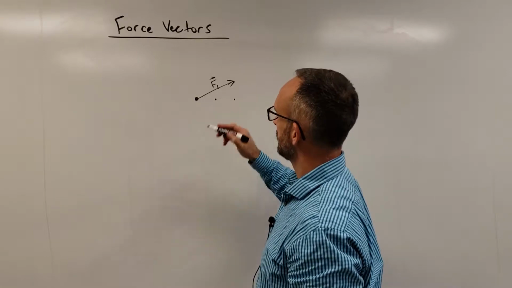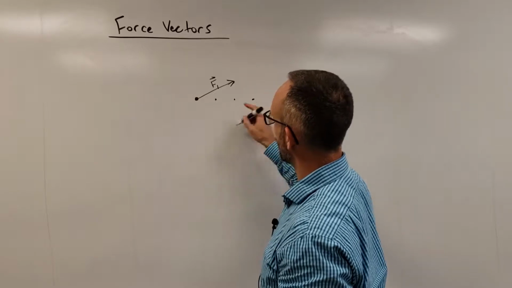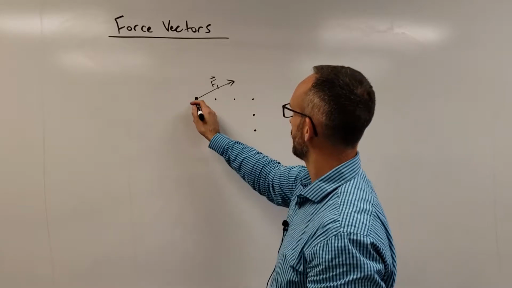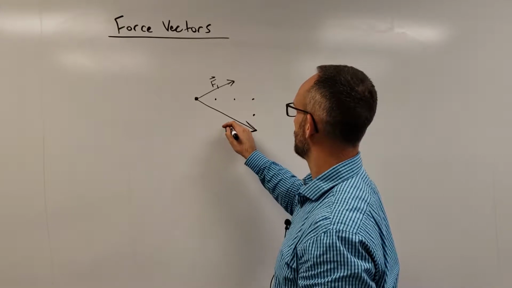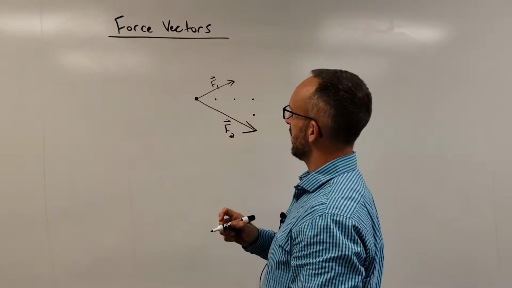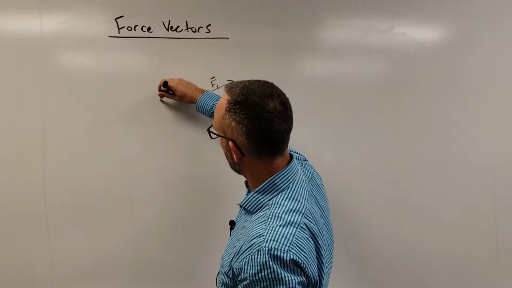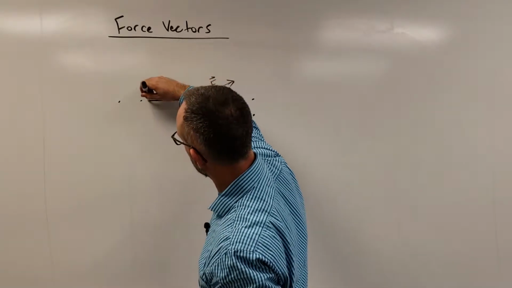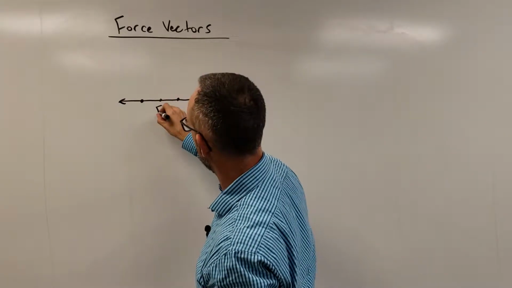Let's do 2 more vectors. Let's say the next vector applies a force that's 3 units to the right and down 2 units. All right, so it looks something like this. So that's force 2, F sub 2 vector. And then we have one more vector that, let's keep it pretty simple. Let's say it applies a force 4 units to the left. 4 units to the left. And we'll call this F sub 3.